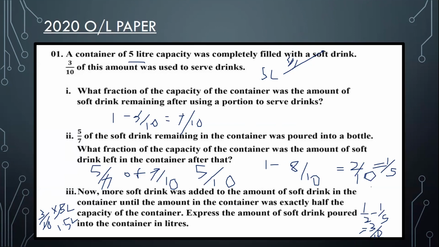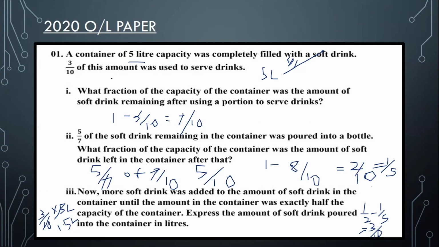So for those who didn't understand this part, I'll explain again. So from the 5-liter capacity soft drink, you are using 3/10 portion to serve drinks. So the remainder you have is 7/10. From the 7/10 portion, you are using another 5/7 and you are pouring it into a bottle. So 5/7 of 7/10 is 5/10. So totally 5/10 portion you are pouring into a bottle. So they are asking how much is remaining.